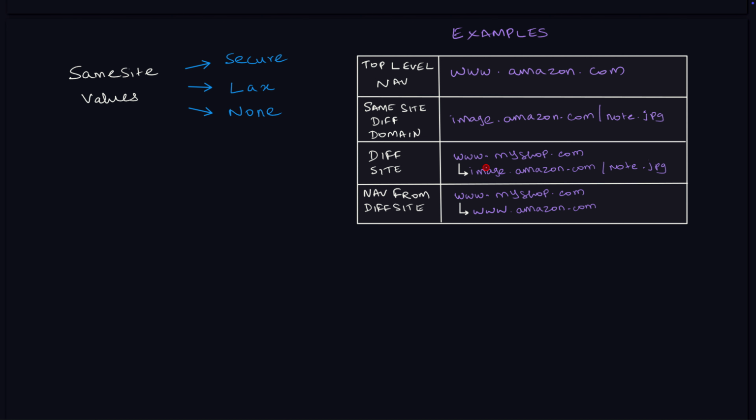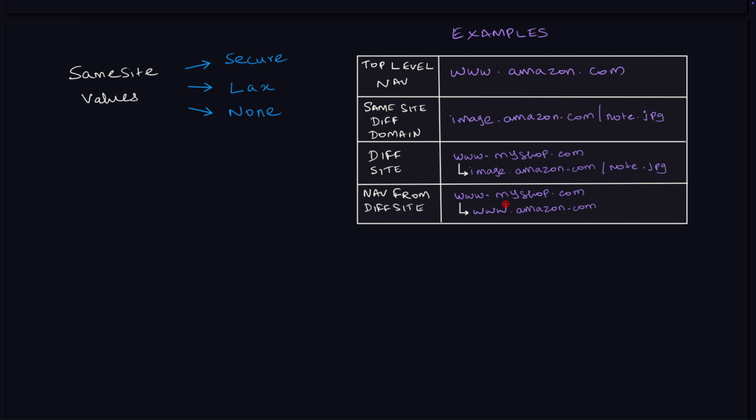And the third scenario is we have the same image link, but it is on a different site now. The top level URL that the user has typed in is www.myshop.com, and within that, we have the image coming from image.amazon.com. So the sites are different in this case. The site for the top level URL is myshop.com and the site for the image is amazon.com. So these are two different sites now.